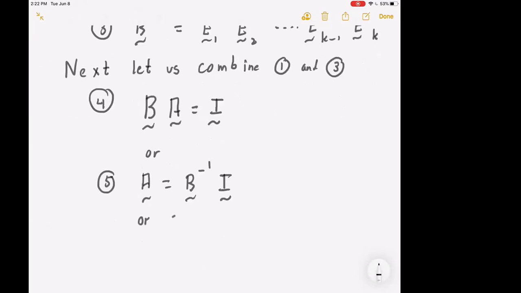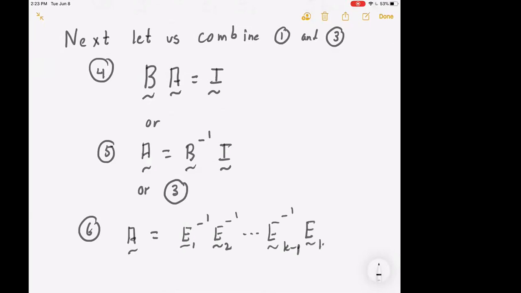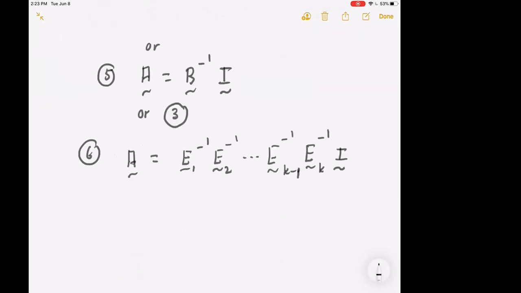Finally, if you use equation 3, equation 5 can be recast as the matrix A equals the inverse of E sub 1 times the inverse of E sub 2. Again, E sub 1, E sub 2 are just elementary matrices. And this goes on all the way up to the inverse of E sub K minus 1 and the inverse of E sub K, multiplied by the identity matrix. Okay, so we're almost home.